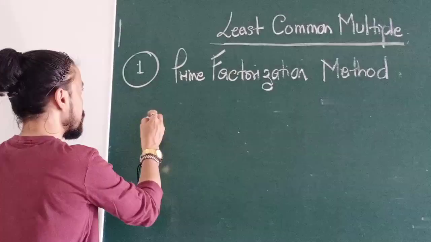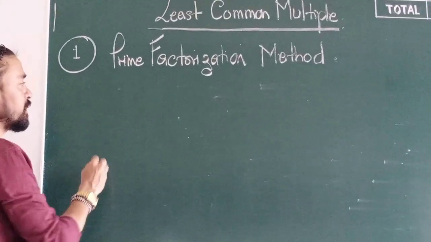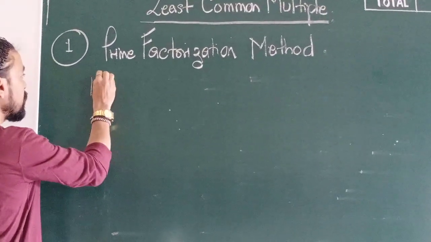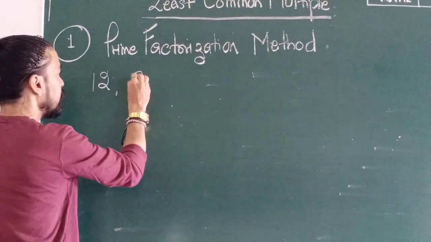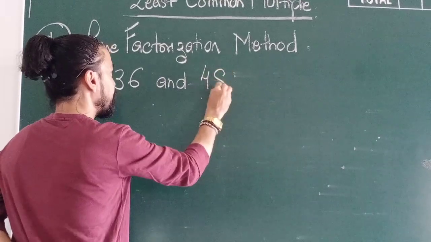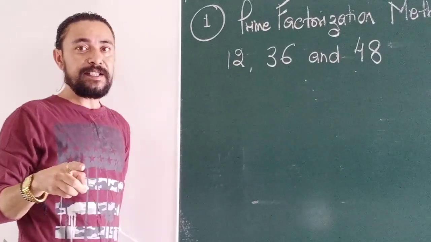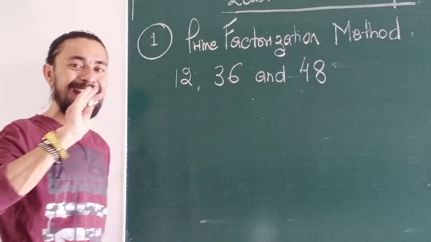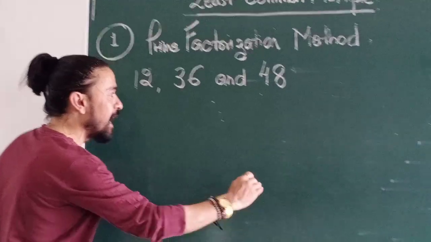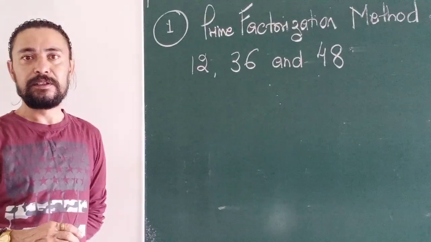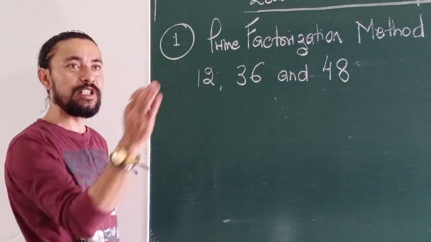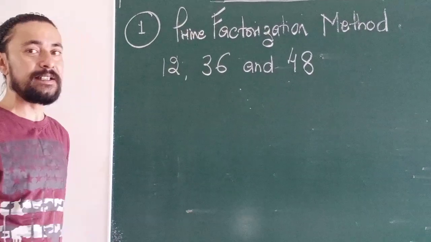Now let's take numbers. Suppose I have to find the LCM of 3 numbers through the prime factorization method. Suppose those numbers are 12, 36 and 48. Just like HCF, the prime factorization method is exactly the same. The only difference between HCF and LCM is at the end, how you get your answers, or how you solve to get highest common factor or least common multiple. The method is exactly the same.